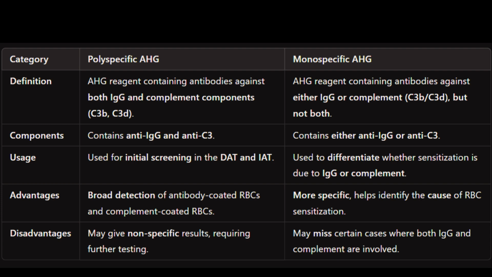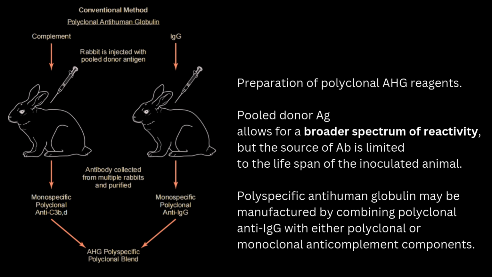But nothing is perfect, so it still has a disadvantage: it may miss certain cases where both IgG and complements are involved. So, preparation of polyclonal AHG reagents. When preparing the polyclonal AHG reagents, it's vital to understand the balance between the breadth of reactivity and the limitations of the antibody source.